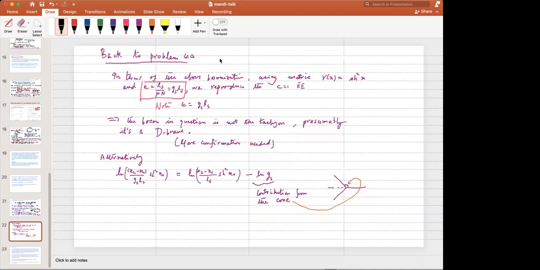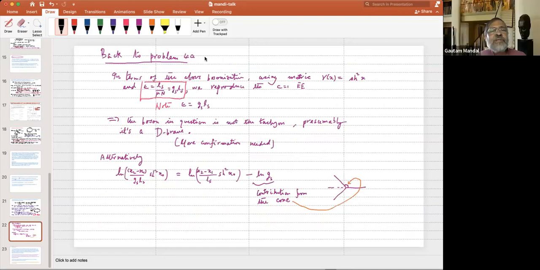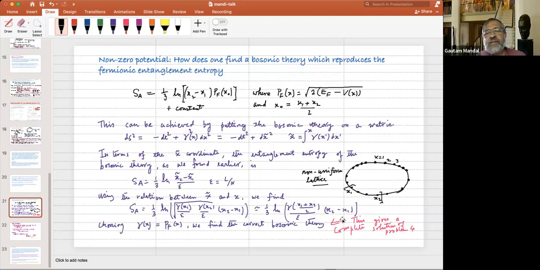So I mean, okay. Thanks. Let me just finish. So now we are. Therefore, with this trick, we can derive, with our bosons placed on a circle like this, even the entanglement entropy of the fermions in the presence of a potential.